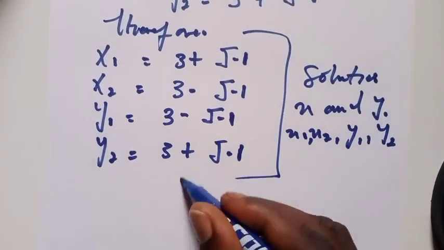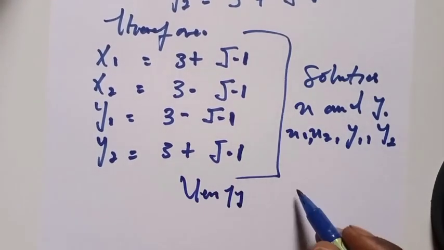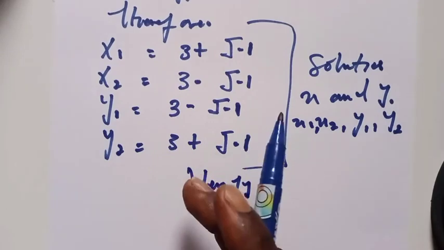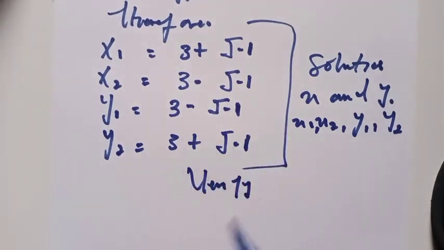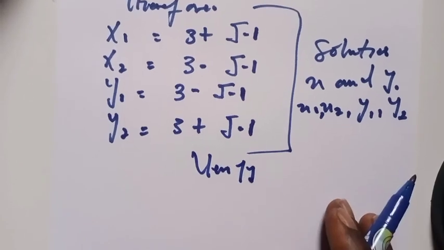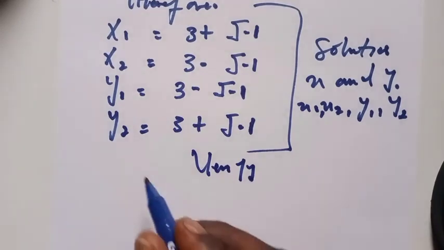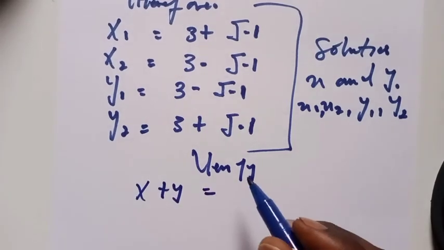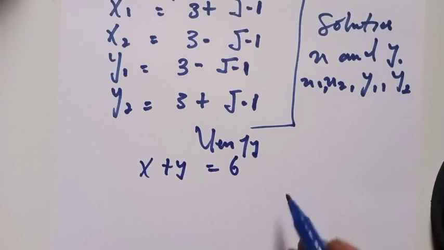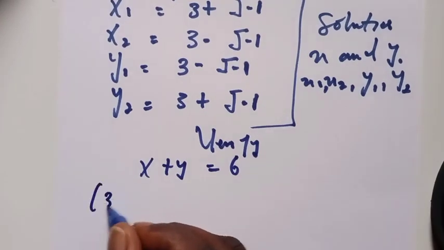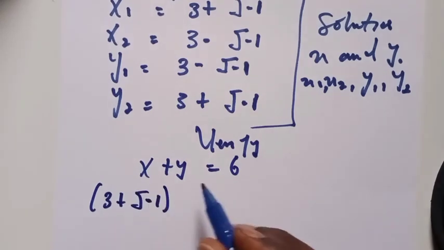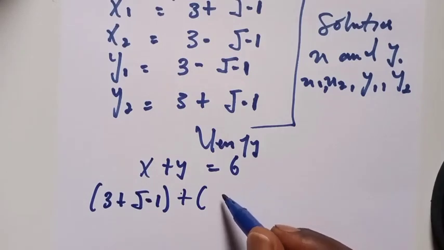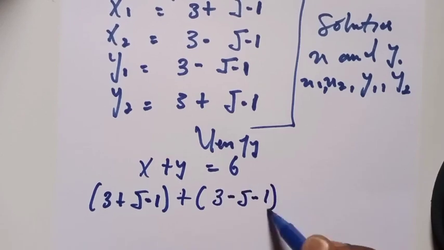Now we can verify our solution. Since the values of x1 and x2, y1 and y2 are similar, we just pick one of them to verify the equations. So the system of equations: x plus y equals 6. Now x1 is 3 plus root minus 1, plus y1, which is 3 minus root minus 1, equals 6.